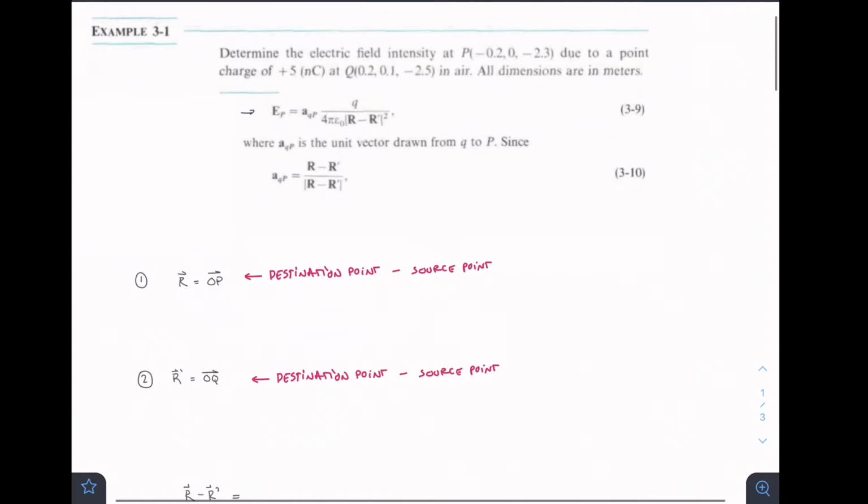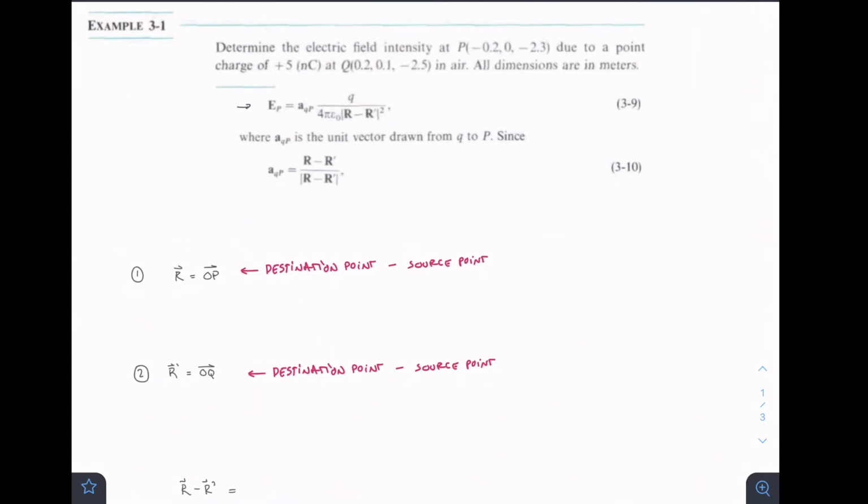In this example, we have an electric field intensity at this point, and it's due to a point charge, which is located here. So we need to find two different things: our r and our r prime, and then we're going to plug them into this equation to solve. We always take the destination point minus the source point. So if our destination point is r here, our source point is the origin, so we're going from the origin to r.